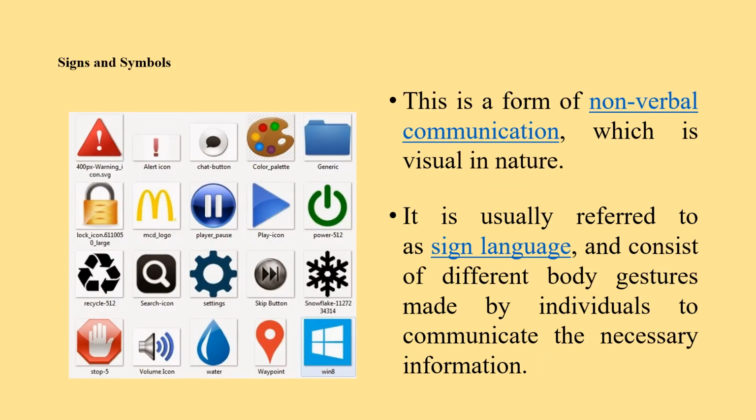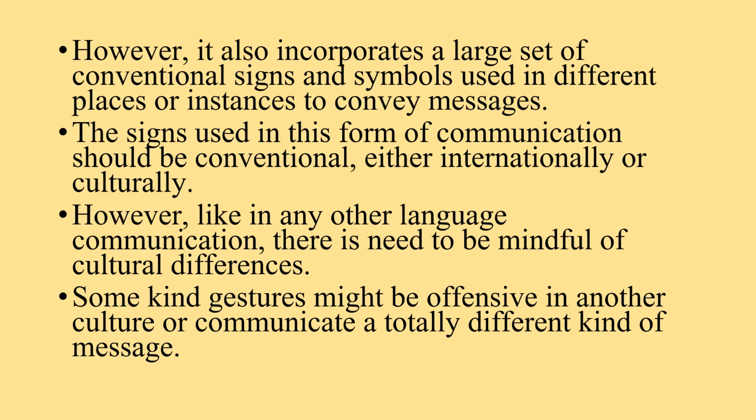5. Signs and symbols. This is a form of nonverbal communication, which is visual in nature. It is usually referred to as sign language, and consists of different body gestures made by individuals to communicate the necessary information. However, it also incorporates a large set of conventional signs and symbols used in different places or instances to convey messages. The signs used in this form of communication should be conventional, either internationally or culturally.